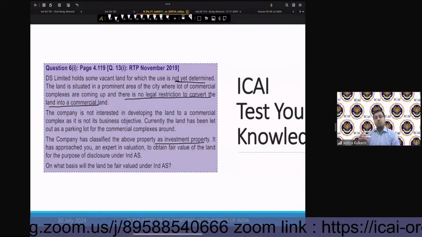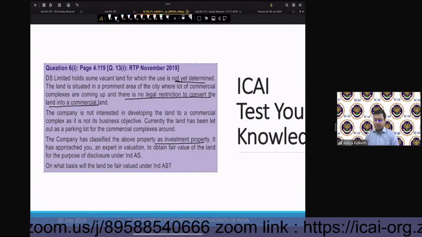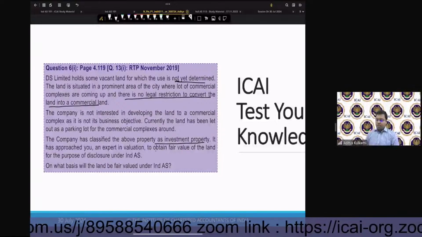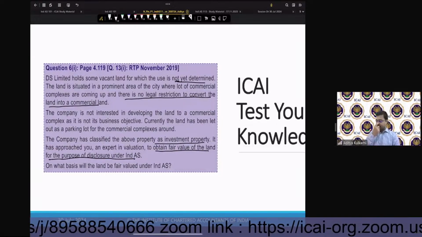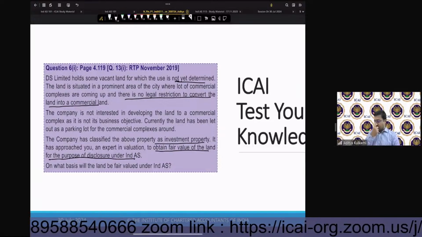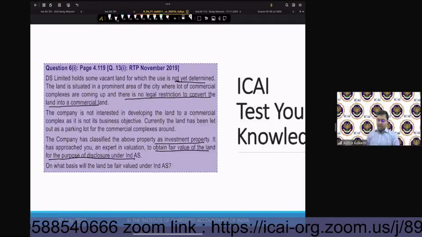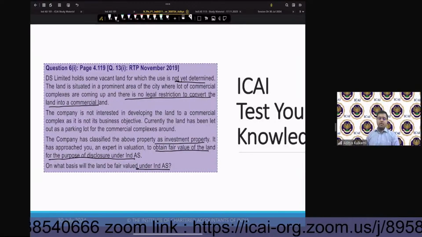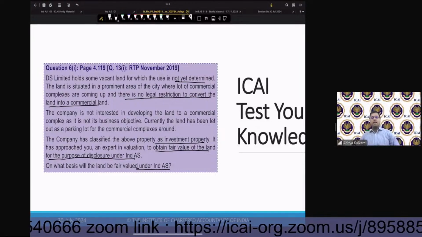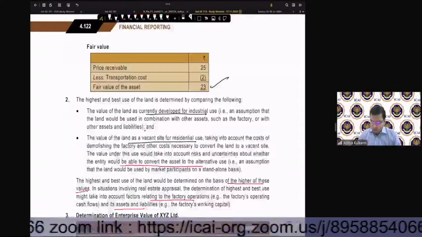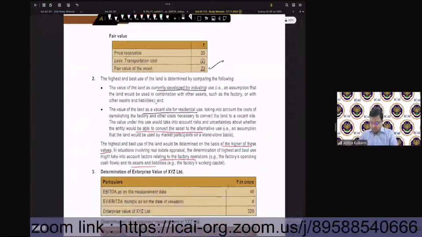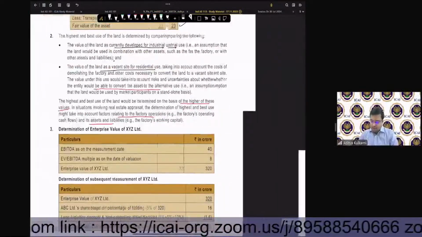In Ind AS 40, the fair value disclosure is required. It has approached you to obtain the fair value of the land for the purpose of disclosure under Ind AS. On what basis will the land be fair valued under Ind AS? Okay. So now, question 6.